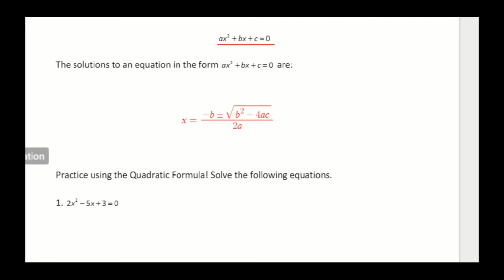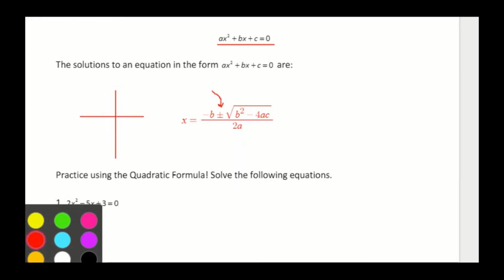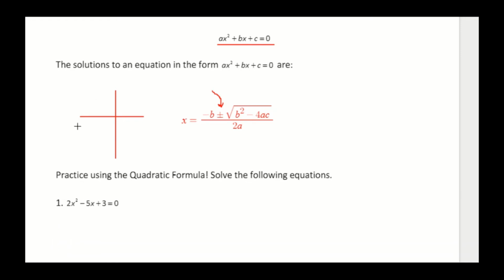Now, one thing I want to pull your attention to is this little plus or minus right here. If you'll recall, when we graph these, oftentimes the graph is going to have two solutions, right? Like I'll just do a quick little sketch here of a parabola. But when you have two solutions, that means that the related equation is crossing the x-axis twice. So what this plus or minus is doing here is allowing us to find both solutions with one formula.